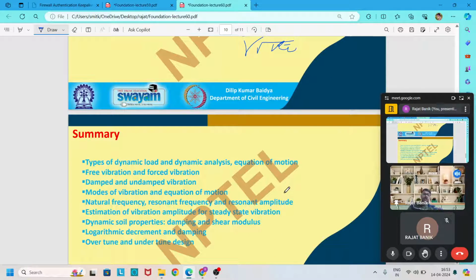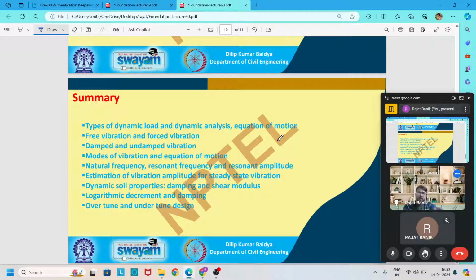Then in the last two classes, we went through the dynamics of foundation, or dynamics of machine foundation. Here we study the types of dynamic load, different types of dynamic analysis, and the equations of motion for this type of load, the equation for defining dynamic loading.